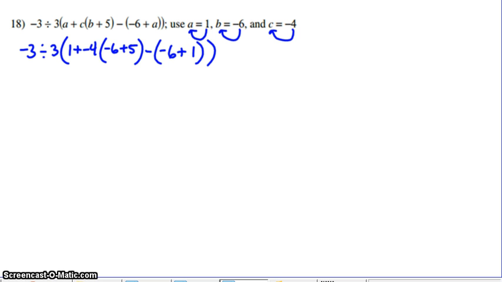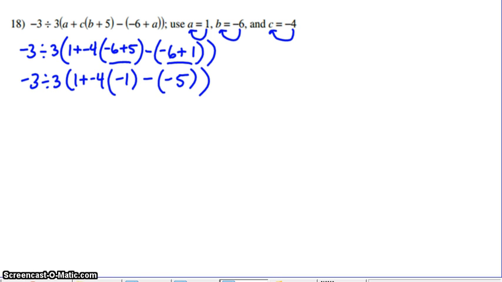Now we're going to put parentheses around that. So we have a couple parentheses we're going to do first. Let's do them at the same time because they're not going to affect each other. Bring everything else down. Negative 6 plus 5 is negative 1. Negative 6 plus 1 is negative 5.